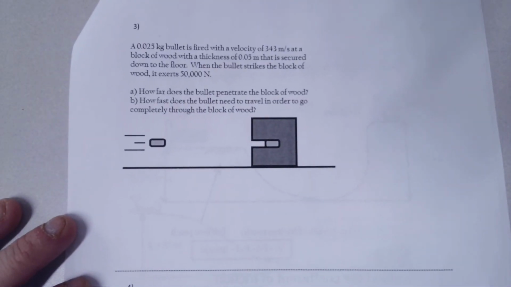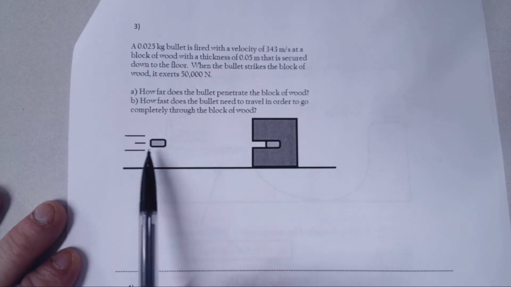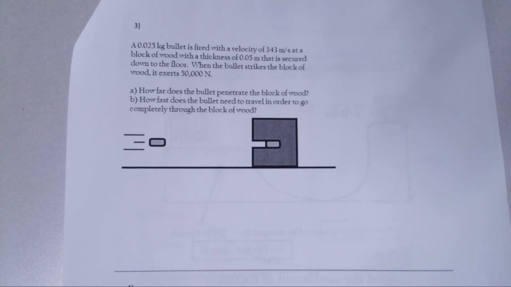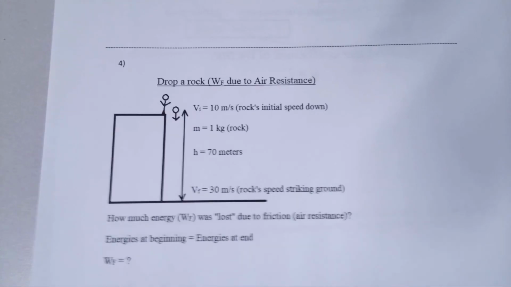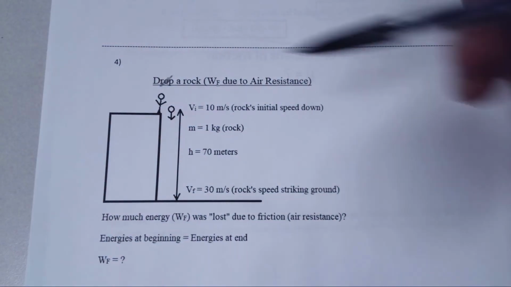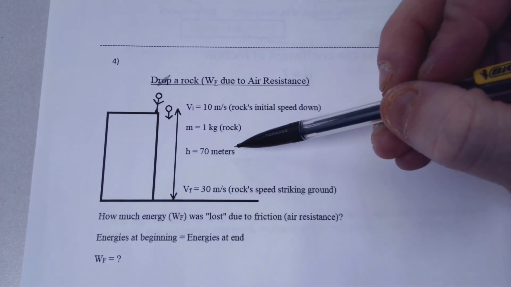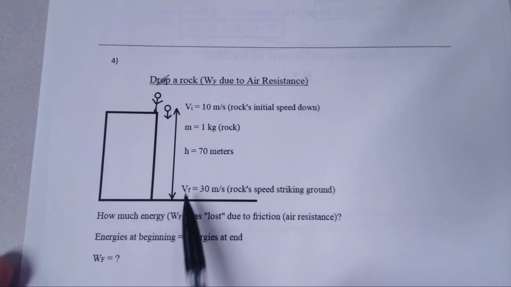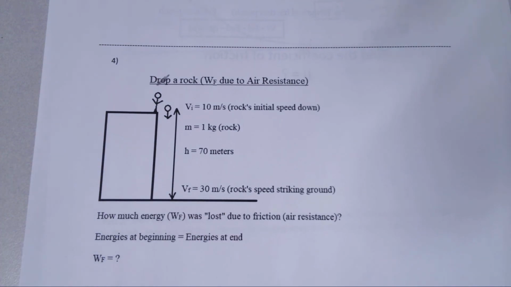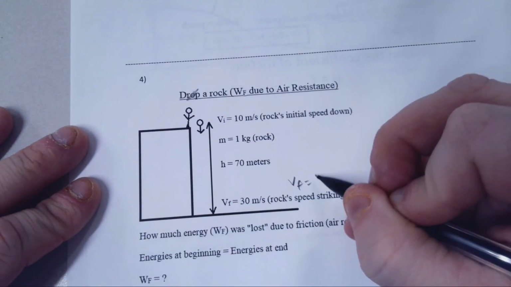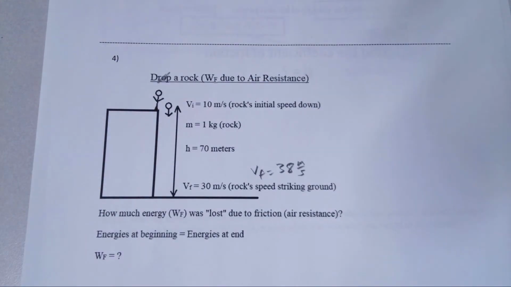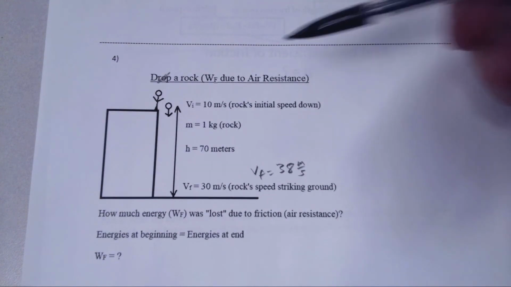Number 3 is an example of negative work, because you have a bullet that strikes a block and penetrates into the block, and the block is doing negative work to slow the bullet down. Number 4 is another type of work. It's not dropping a rock, but throwing a rock downwards at 10 meters per second from a certain height. We could use our kinematic equations to figure out how fast it's going at the bottom, and we would actually indicate that it's going faster. In reality, the final velocity down here is somewhere around 38 meters per second. So what in the world is doing work on it to slow it down? What type of friction? Air resistance.